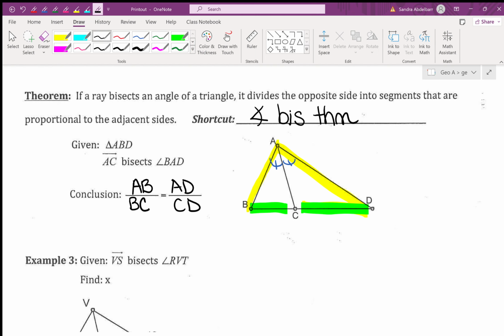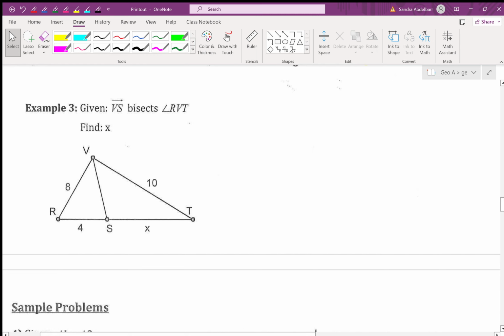All right, so how would we use this in an algebra problem? Let's look. Given VS bisects angle RVT, because we're bisecting angle RVT, that top angle at V gets split into two congruent angles. But now VS not only bisects that angle, it splits that triangle proportionally. What do I mean when I say it splits that triangle proportionally? It means that VR is to VT as RS is to ST.